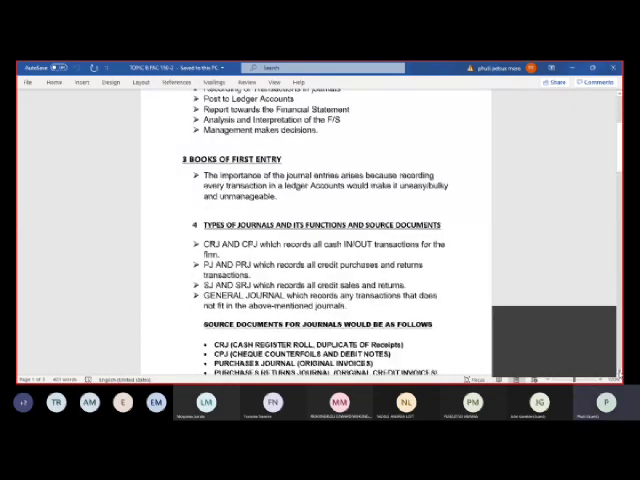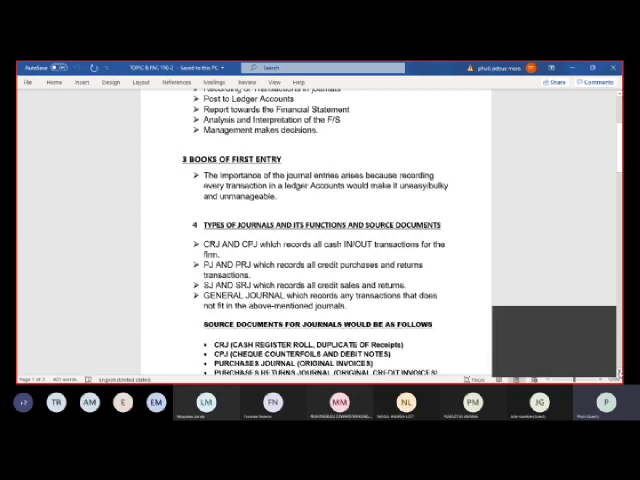Okay. Three, they have books of first entry, and the importance of the journal entries arises because recording transactions in the ledger accounts would make it bulky or unmanageable. Imagine if you recorded the initial transactions under the ledger account, especially at corporates. It's not even going to make sense because the ledger account is going to be bulky, which is why there's a process in the accounting cycle as to where you have to start. There are steps that have to be followed. So it's not easy to start recording the transaction via the ledger accounts only. You just need to go through your journals first.